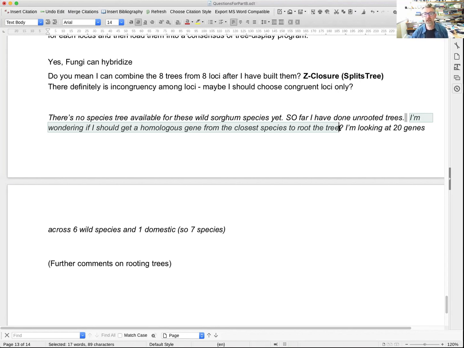The problem with that long branch coming into a closely related group of species is that it's very hard to pinpoint exactly where a long branch should go, whereas if you've got a bunch of shorter branches, it's much easier.